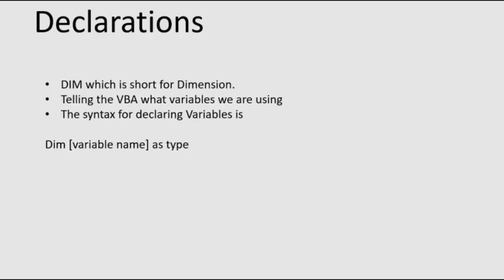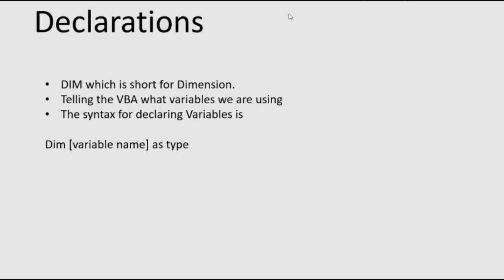So what we're going to cover right now is some naming conventions in VBA. After you write your title, the next thing you have to declare is your variables. Your variables are declared with the statement Dim, which is short for dimension. It's telling VBA what variables we're using. The syntax is Dim, then the name of the variable, then the word As, and then the type.